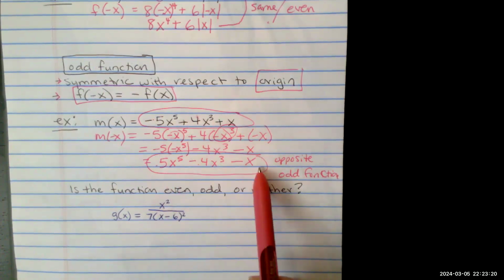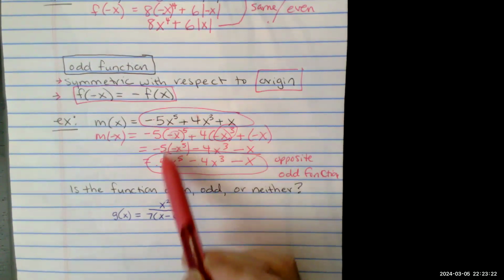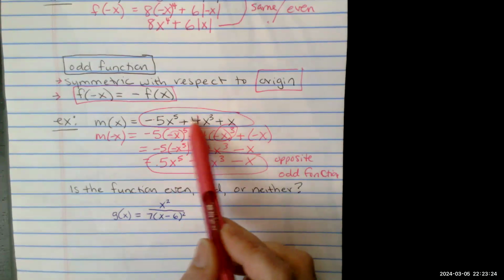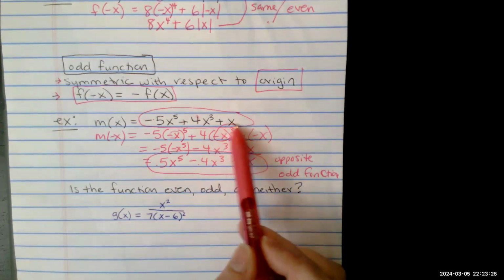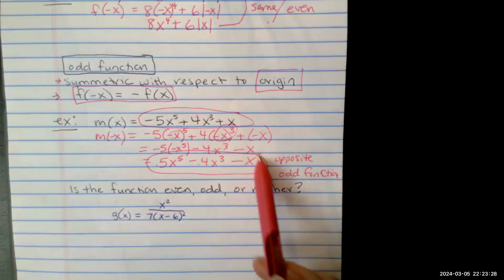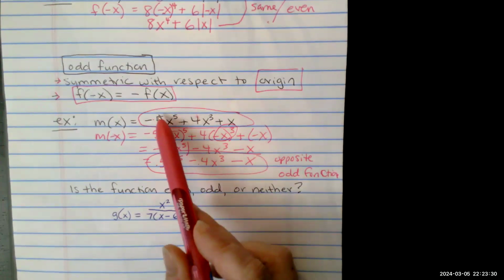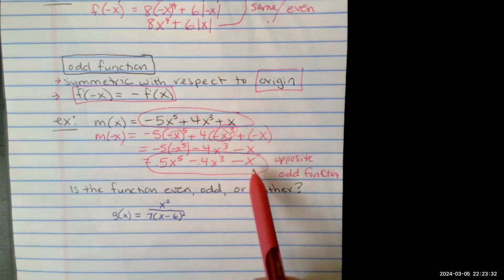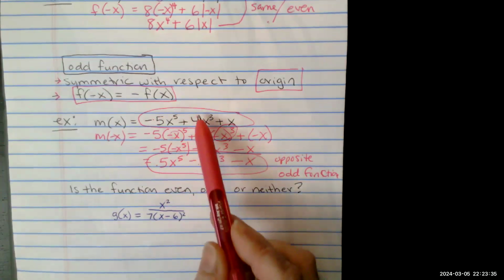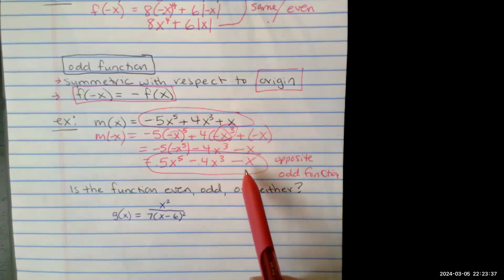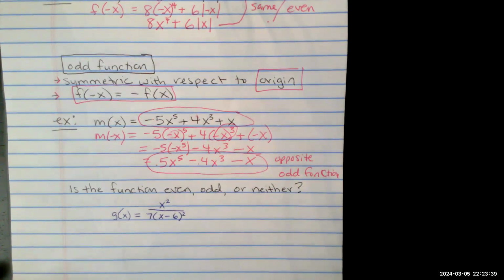Let's say in this example, the negative 5x to the 5th became positive. This became negative, but that final x for some reason stayed positive. That wouldn't be even because it didn't all stay the same, and it wouldn't be odd because not everything became the opposite. So that would be an example of neither.